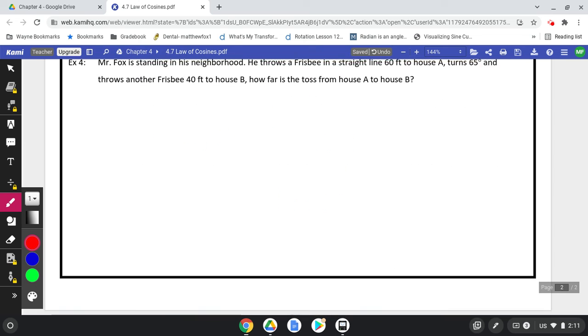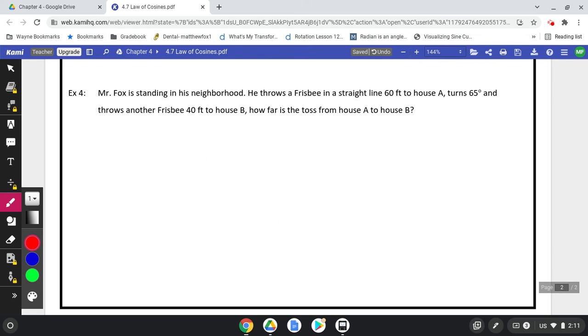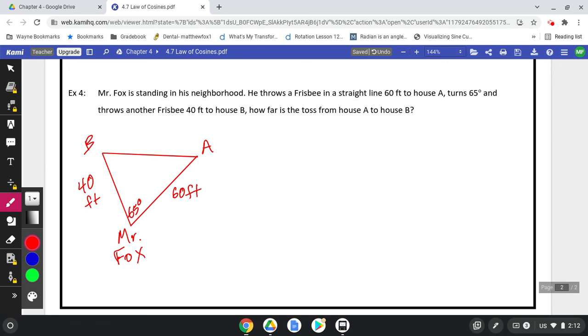Okay, almost done. This last one. It's talking about me. It says, I'm standing in my neighborhood and I throw a frisbee. So let's start. I am right here. Okay, I throw a frisbee 60 feet to house A. I then turn 65 degrees and throw a frisbee 40 feet to house B. The question is, how far apart are A and B? So we're wanting to know how far A to B is.